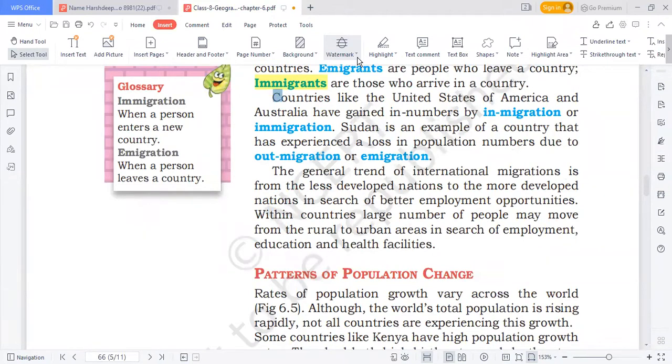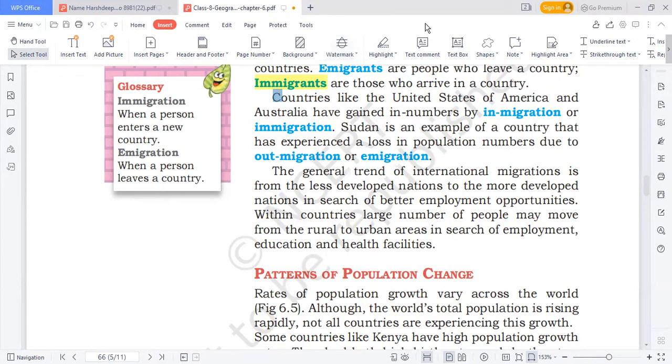Fifth, better public facilities. Good public facilities like health, education, means of transport, sanitation, and clean drinking water, available in an easy, affordable and accessible way. In such areas, the population prefers to move. Population prefers to move towards areas where better public facilities are available. Clear? Is that clear?